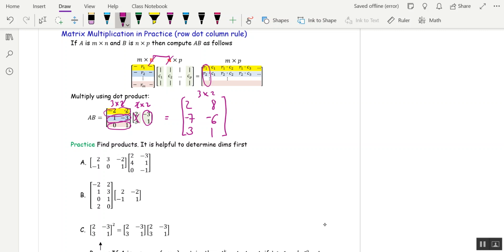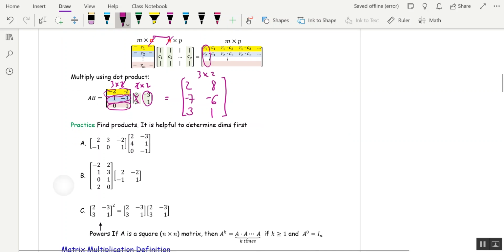So what I want you to do now is pause the video, fill these out, do these yourself, and the answers are at the end. Check yourself and make sure you're doing it right. I mentioned that it's helpful to find the dimensions first. For example, this is a 2 by 3, and I'm multiplying by a 3 by 2. So I know my product will be a 2 by 2.